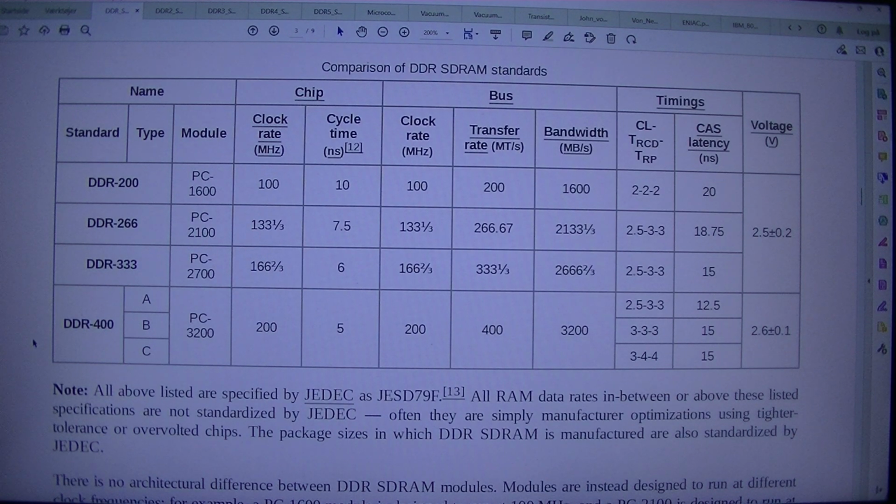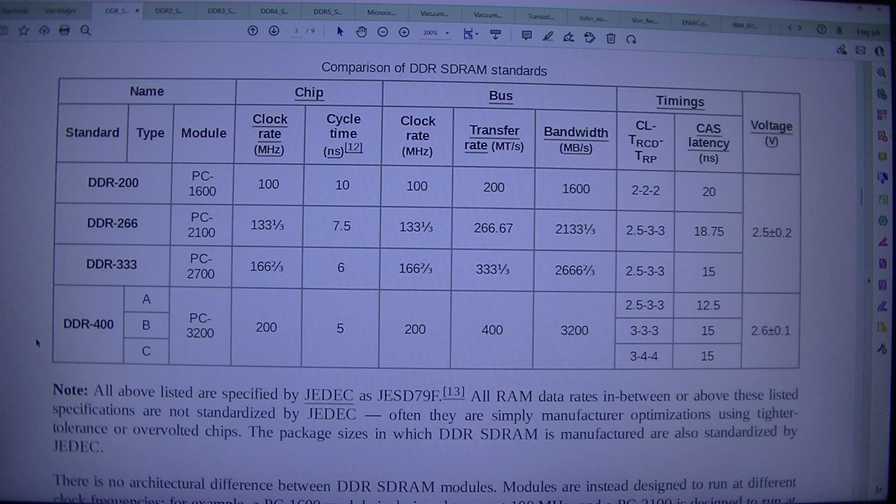DDR200 PC1600, DDR266 PC2100, DDR333 PC2700, DDR400 PC3200. Voltage 2.5 plus or minus 0.2 V, and 2.6 plus or minus 0.1 V for DDR400. Timings include 2.5-3-3 and 3-3-3.